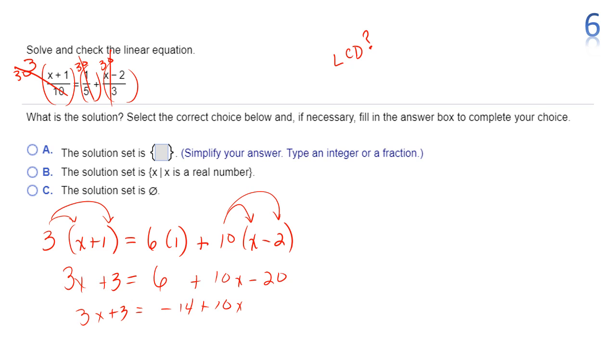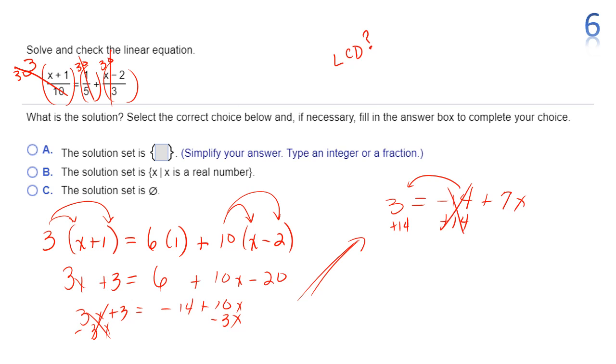And again, I need to get my x terms on the same side. It may be easier just to subtract the 3x this time, moving that over, which would give me 3 equals negative 14 and a positive 7x. Now what should I do next? That's right. Move that 14 over, or add that 14, we say. And that will give me 17 equals 7x.